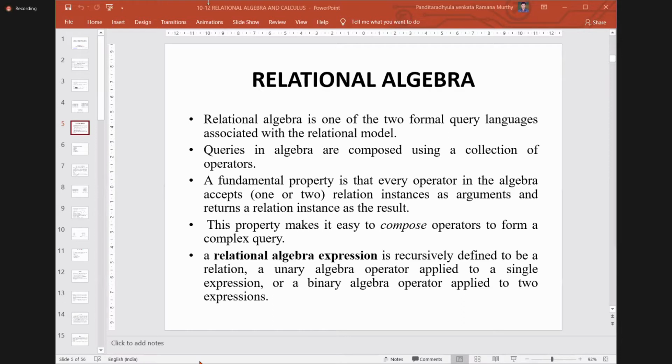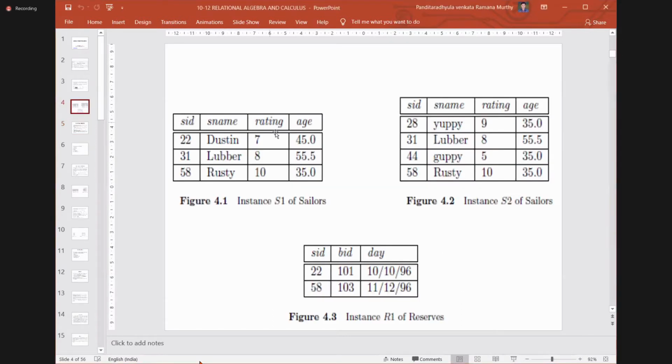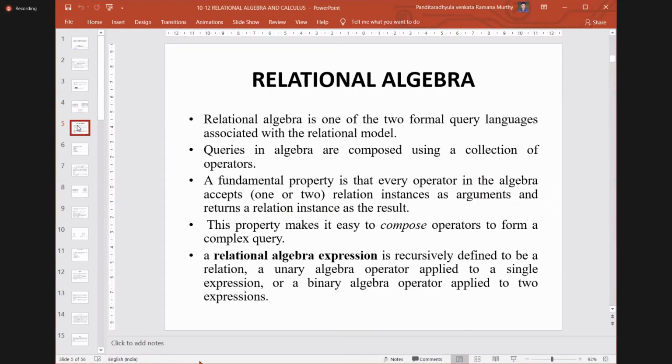Like the previous tables, it takes one or two instances or one or two tables, computes, and gives one table as result. It takes one or two tables as input and gives a third table as output. This particular property makes it easy to compose operators to form complex queries also.